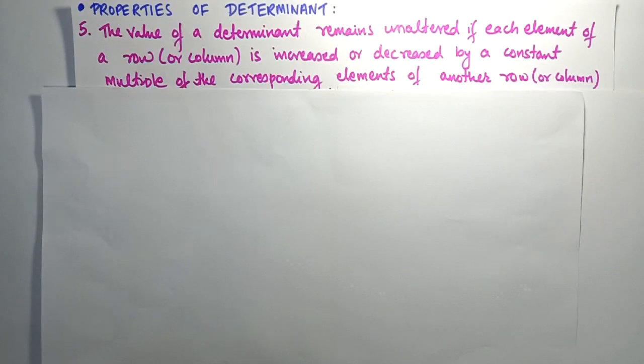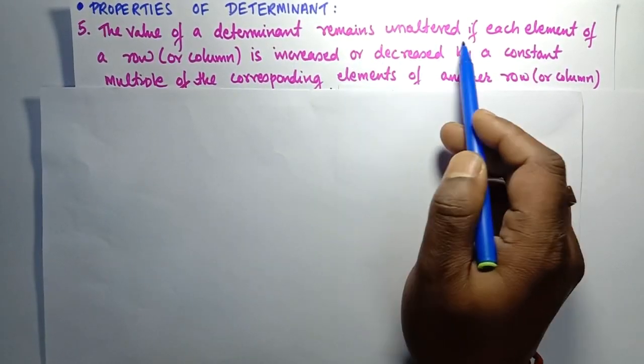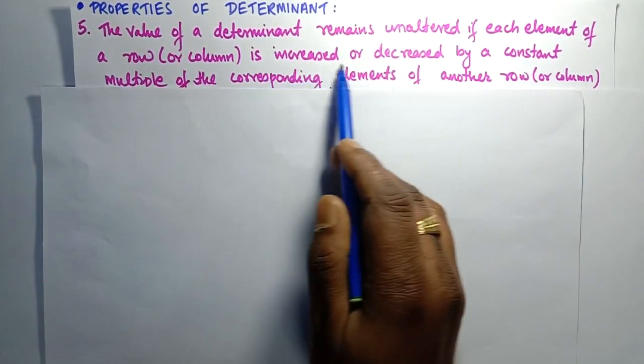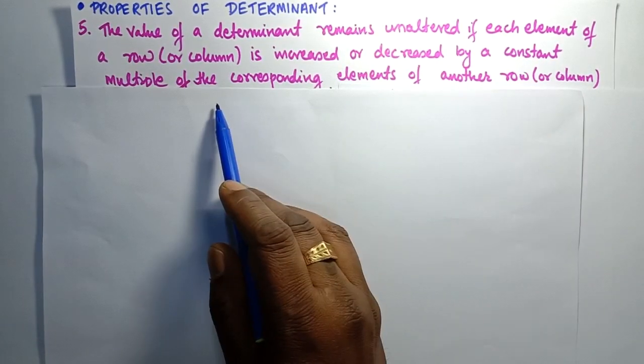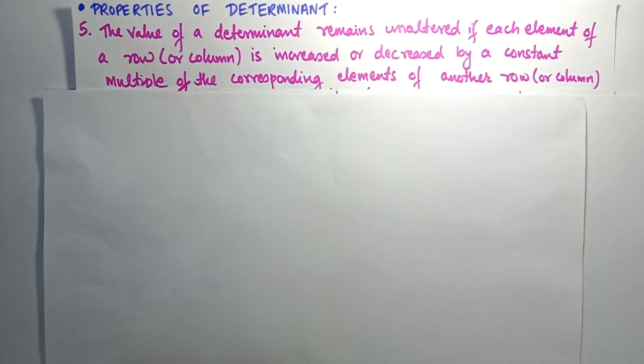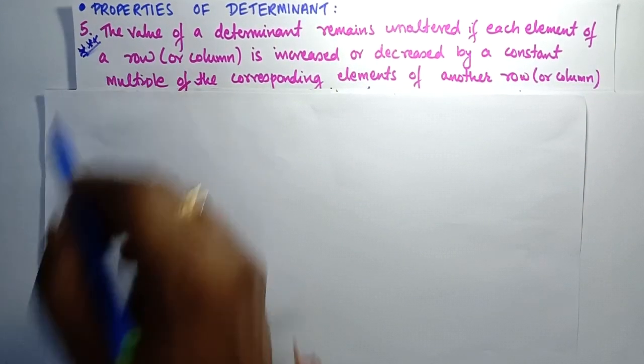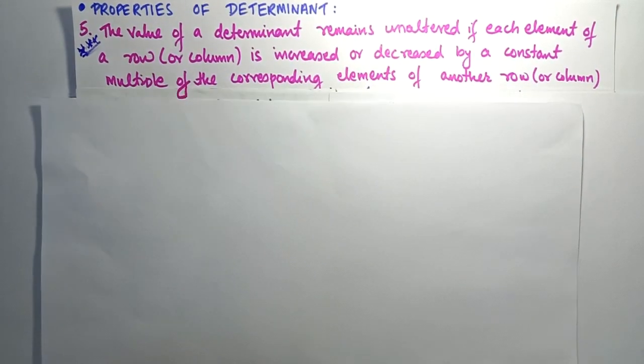Now the last property of the determinant, property 5. The value of the determinant remains unaltered if each element of a row or column is increased or decreased by a constant multiple of the corresponding element of another row. So this is one of the very important properties. So what happens is that, let's do an example.